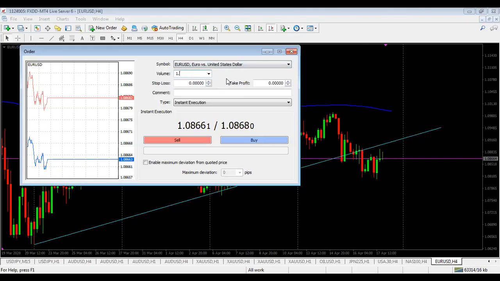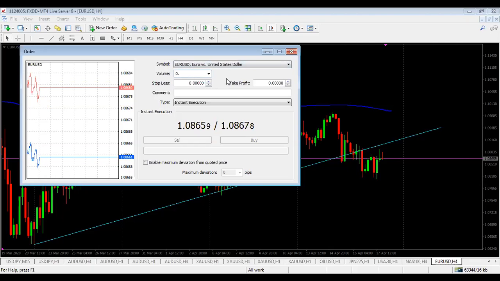If I want a mini contract, which is $1 per pip, I put 0.1. 0.1 is a mini contract, so the volume is $1 per pip. And if I need a micro, it's 0.01. So it's a micro contract. It's 10 cent per pip.